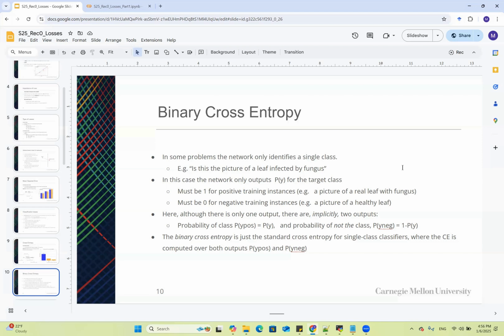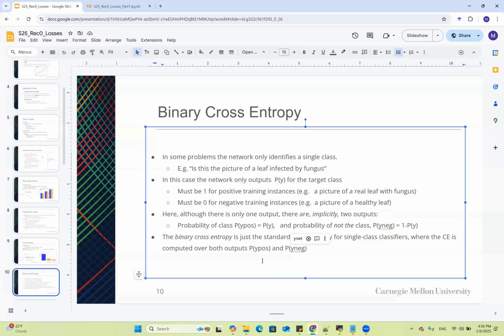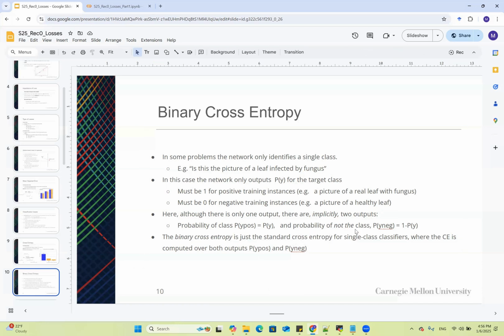Here, although there is only one output, there are implicitly 2 outputs. The probability of the class, P Y positive, equals P Y, and the probability of not the class, P Y negative, equals 1 minus P Y. So the binary cross entropy is just the standard cross entropy for single class classifiers, where the CE is computed over both outputs, P Y positive and P Y negative.